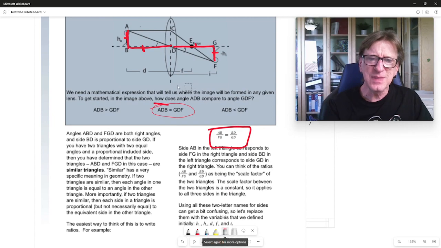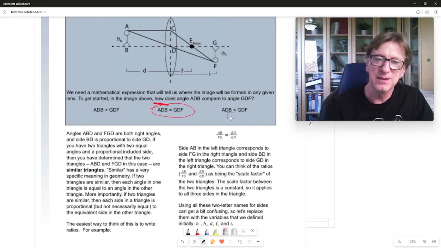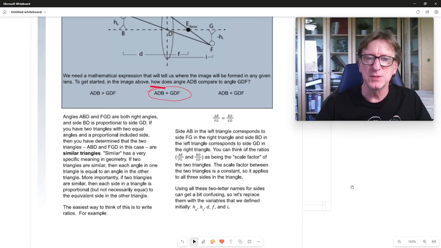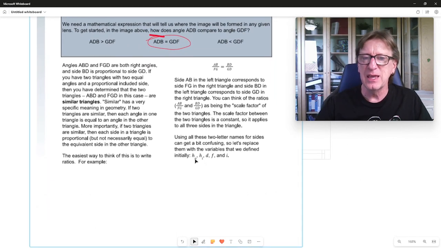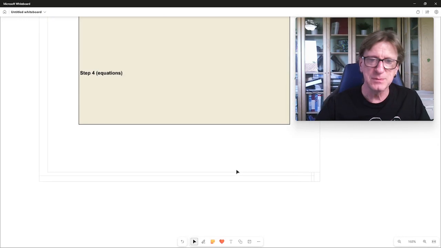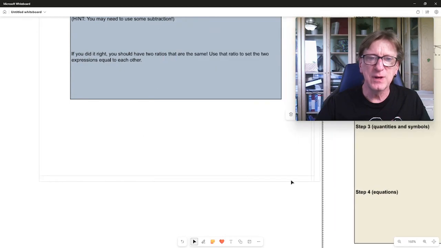Now, it can get kind of confusing to have to deal with these two-letter names that are identifying our sides, AB, and BD, and all that other sort of stuff. So let's replace that with the variables that we've defined before, this H0, HI, D, F, and I. All right, so let's go to the next page. And we need to move that one out of the way. There we go.